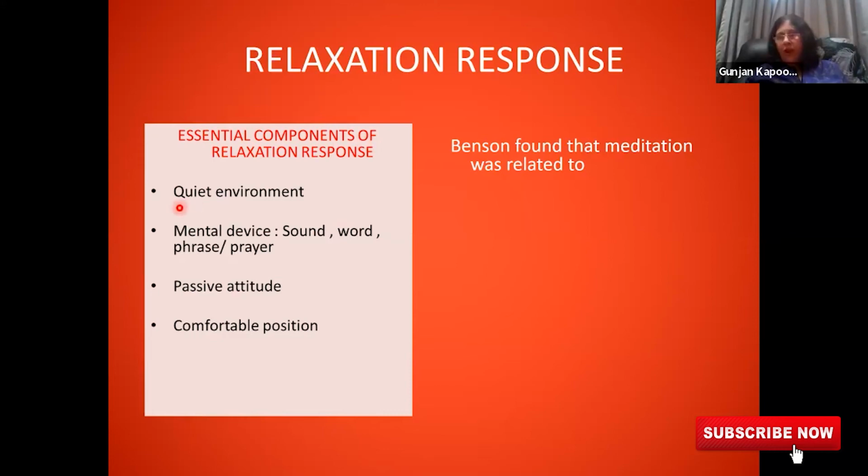One is quiet environment. There should be silence. The other is that you need some mental device. A sound, a word, a phrase, a prayer, you can use whatever you like. Third most important is passive attitude, and fourth is comfortable position.